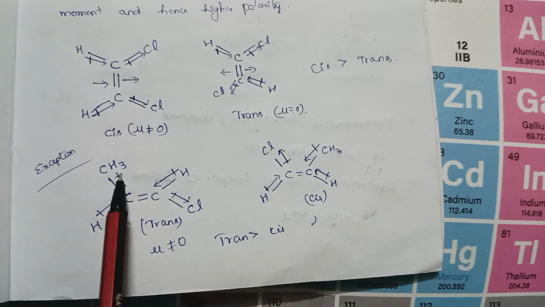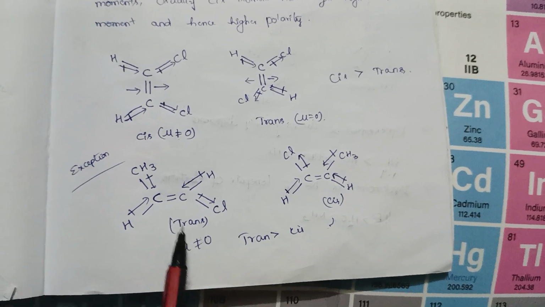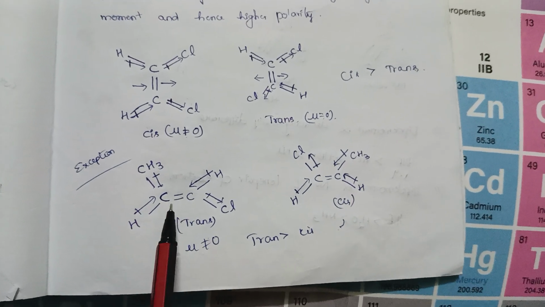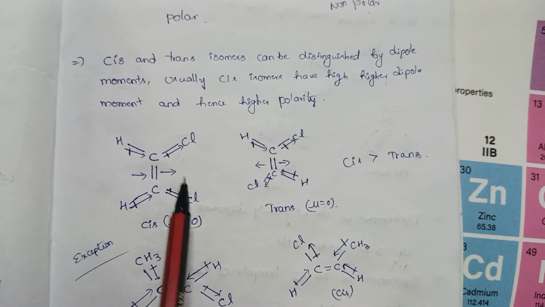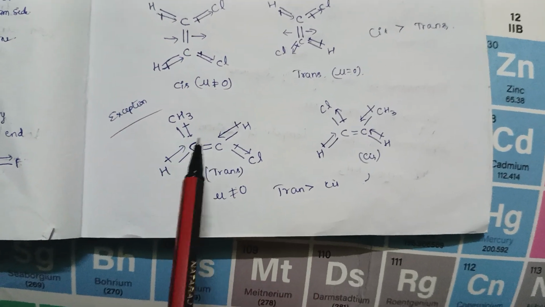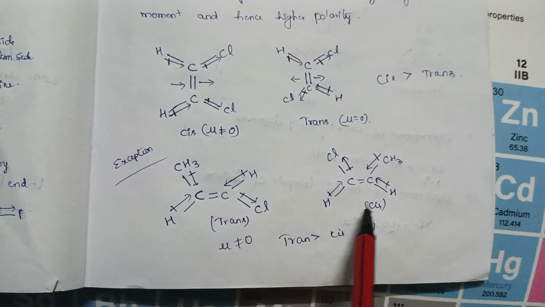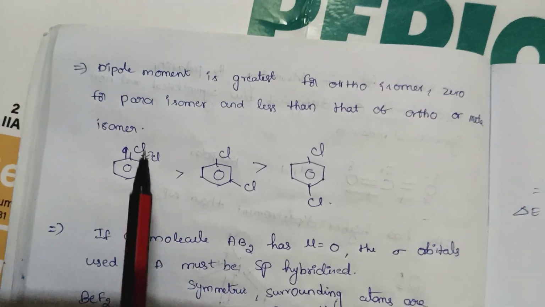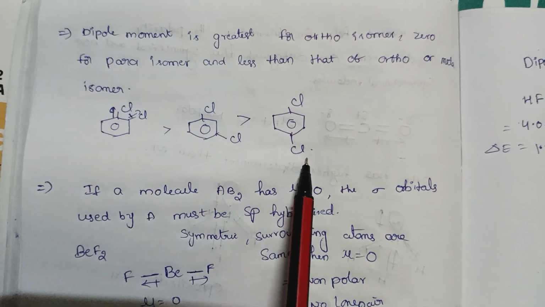Here the dipole moment is somewhat more, here hydrogen is somewhat less because of the electronegativity difference, and the trans isomer has more dipole moment than the cis isomer. Actually, if cis and trans isomers are present, the cis isomer generally has more dipole moment than the trans isomer. But we have to observe exceptional cases where some trans isomers have more dipole moment than cis isomers. Dipole moment is greatest for ortho isomers, then meta, then para isomers.